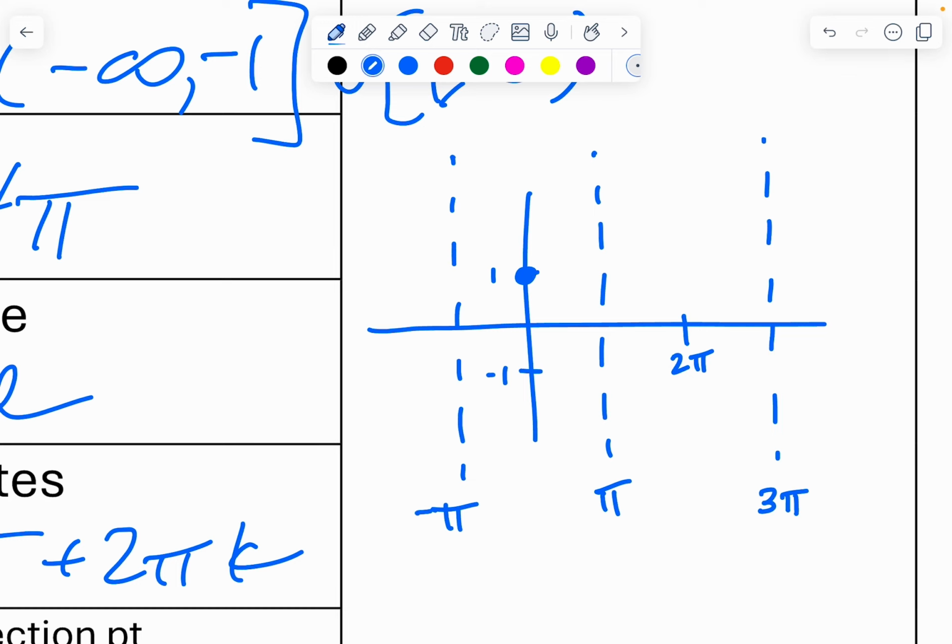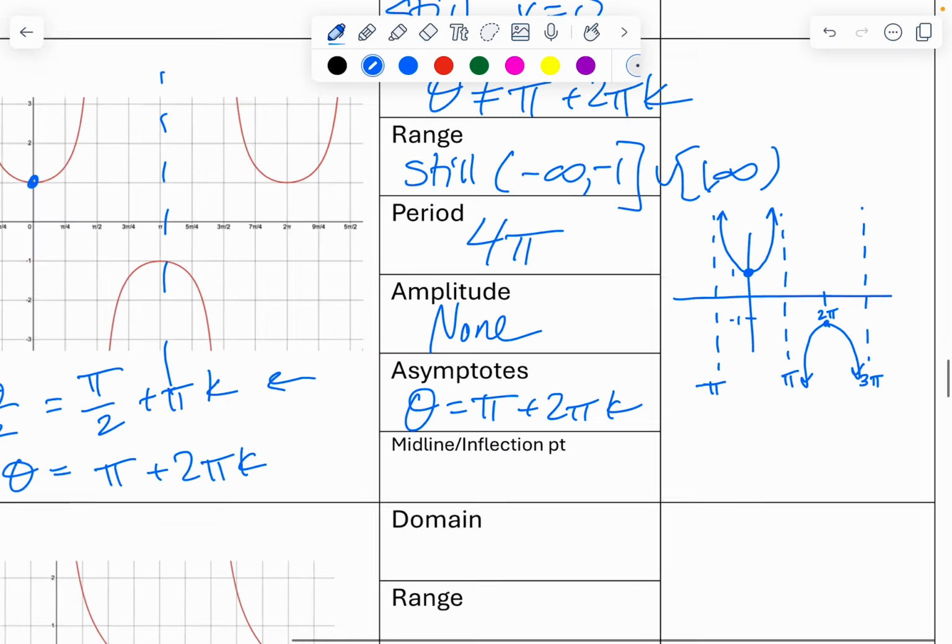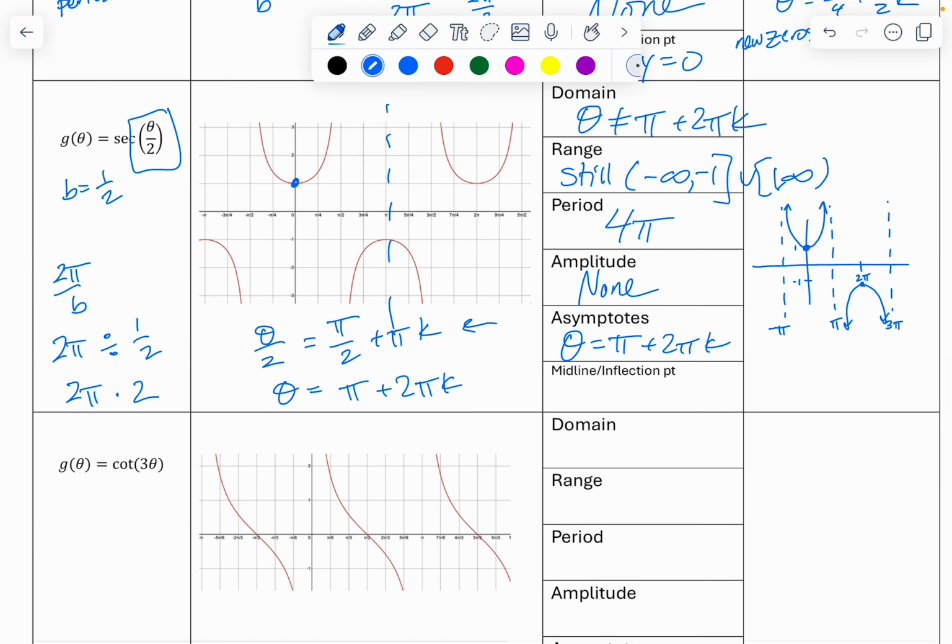So this one is opening up. And this one here at negative 1, at 2 pi, is opening down. I would set my scale in a way that fits. But I was trying to have you do this on top of the grid, and so it got a little bit annoying. But there you go.